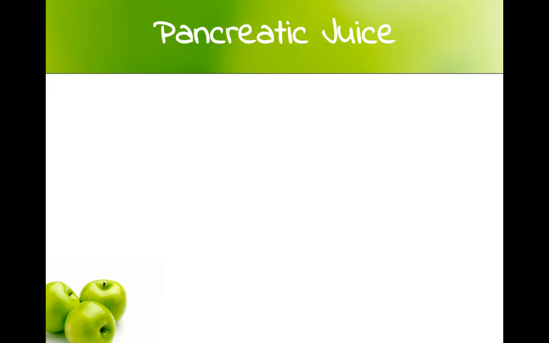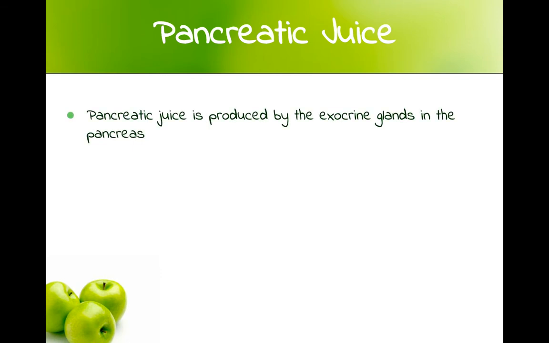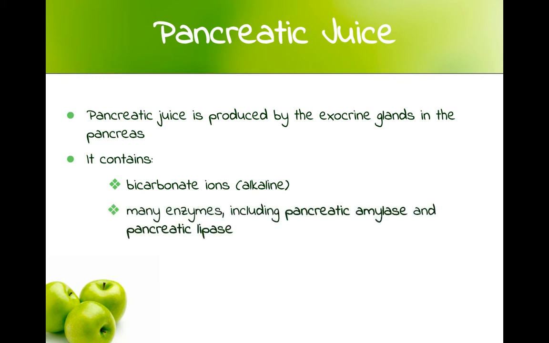Next, we move on to pancreatic juice. The exocrine glands in the pancreas produce pancreatic juice. Pancreatic juice contains bicarbonate ions, which provide the alkalinity, which is neutralizing the acid. And it contains a lot of different enzymes. Two of them are pancreatic amylase and pancreatic lipase. It also contains another one of these inactive enzyme precursors, and this one is called trypsinogen. You notice the inactive versions have this "ogen" on the end of their names.